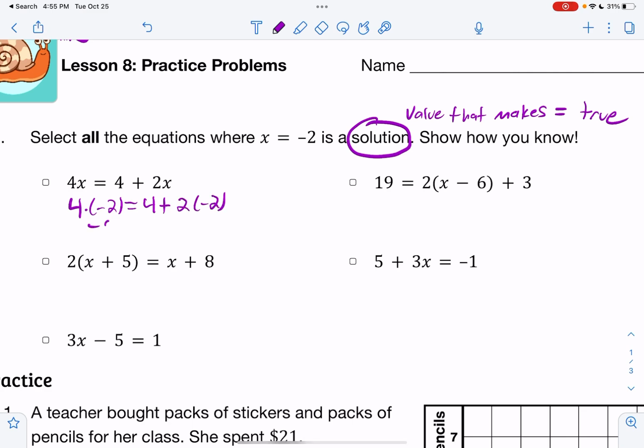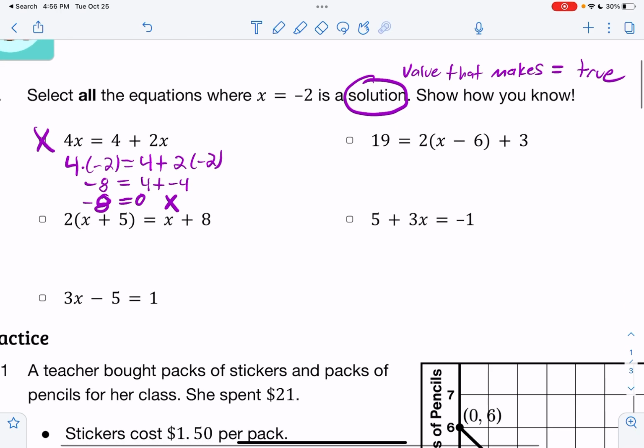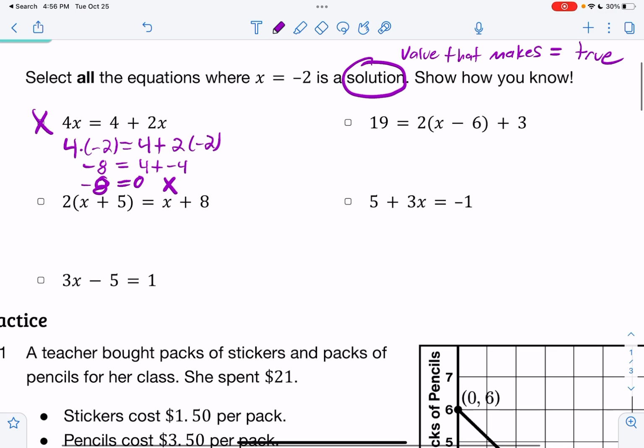So on the left we'd have -8. On the right we'd have 4 plus -4. So we would end up with -8 equals 0, which is not true. So we would say that one is not a solution. And I'll let you work through some of these since none of them are that different. I'll check this one real quick.